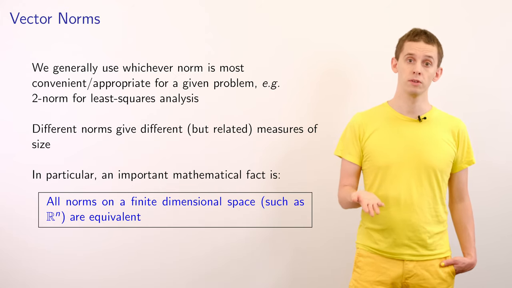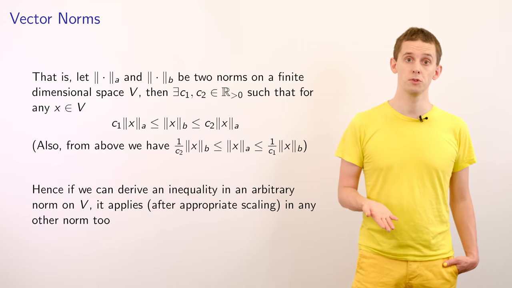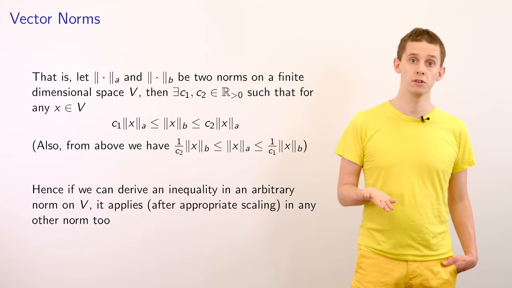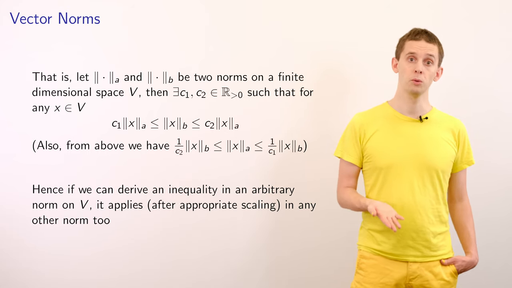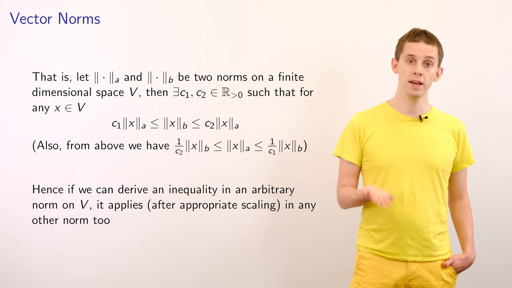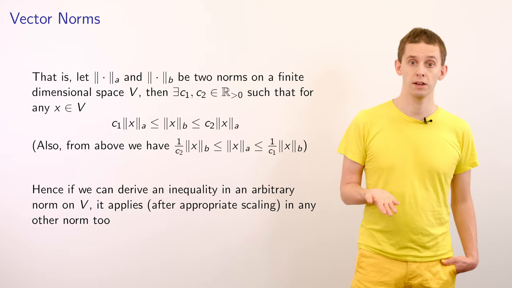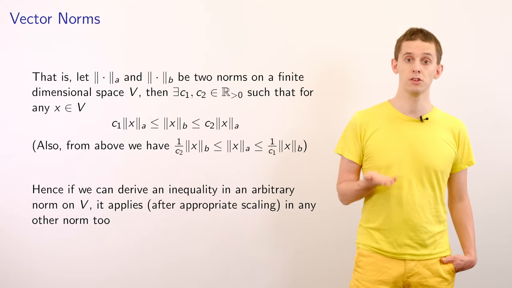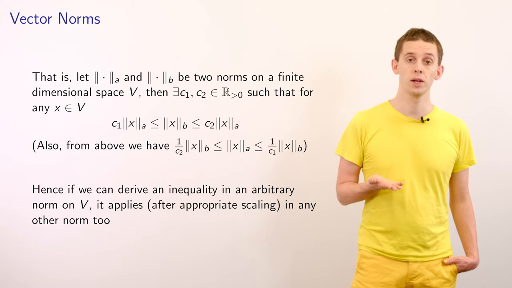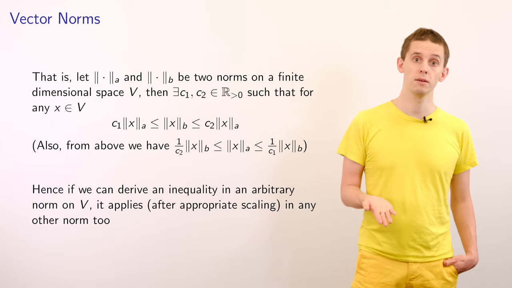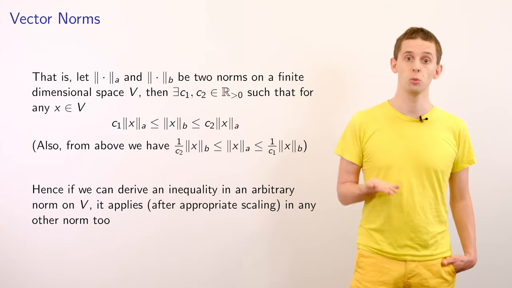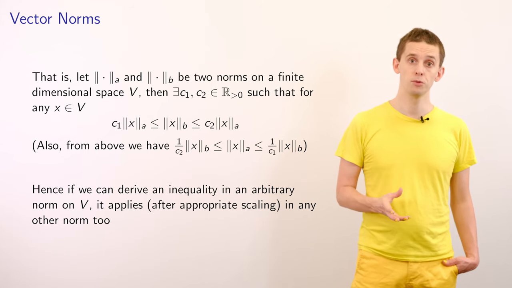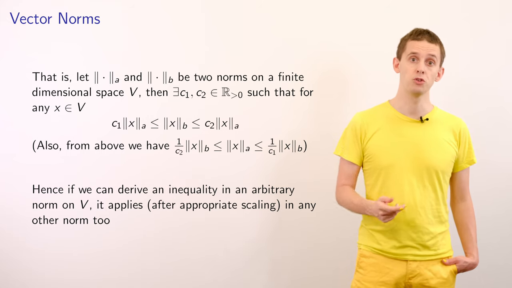And here, when we talk about equivalence, we mean the following property. Suppose we look at two norms, A and B, on a finite dimensional vector space V. Then we can find constants C1 and C2 greater than zero in the real numbers, such that for any element x in V, we have that C1 times the norm of A is less than or equal to the norm of B, which is less than or equal to C2 times the norm of A. And equivalently, we have that 1 over C2 times the norm of B is less than or equal to the norm of A, which is less than or equal to 1 over C1 times the norm of B. And hence, we know that all of these norms differ from each other by a constant factor.